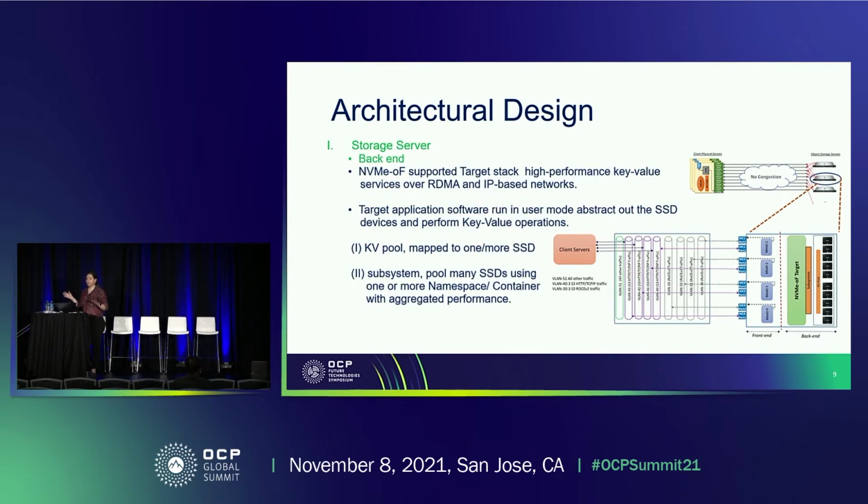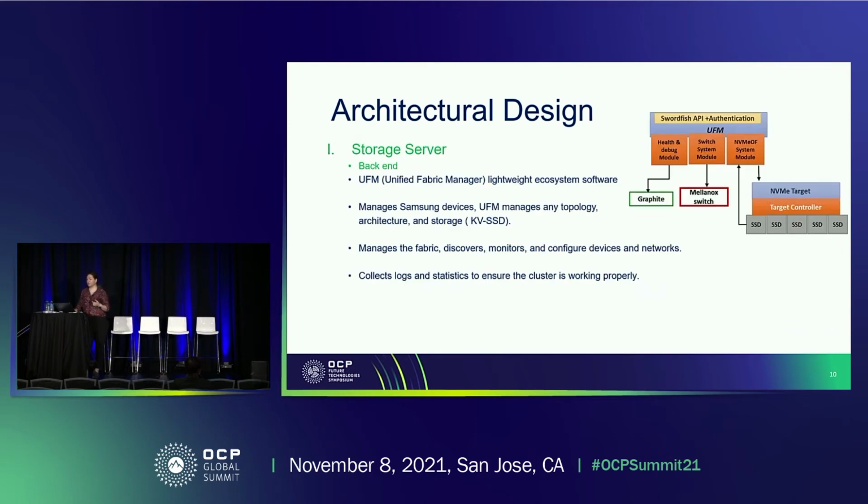On the back end, we have the NVMe over Fabric target stack, which provides a high performance key value service over RDMA. Apart from the target application, we have the KV pool, which maps one or more bulk SSDs into it. We also have the subsystem, which is like a namespace or container with aggregated performance.